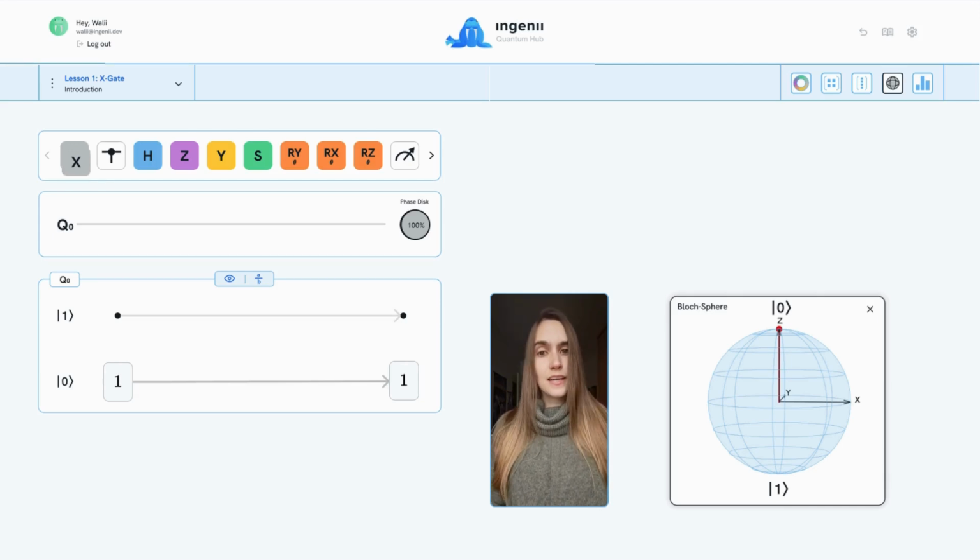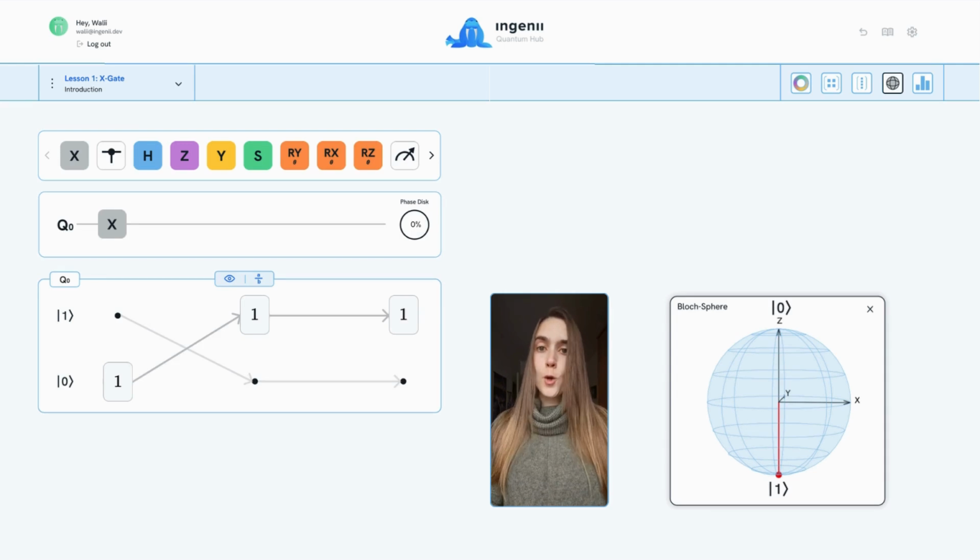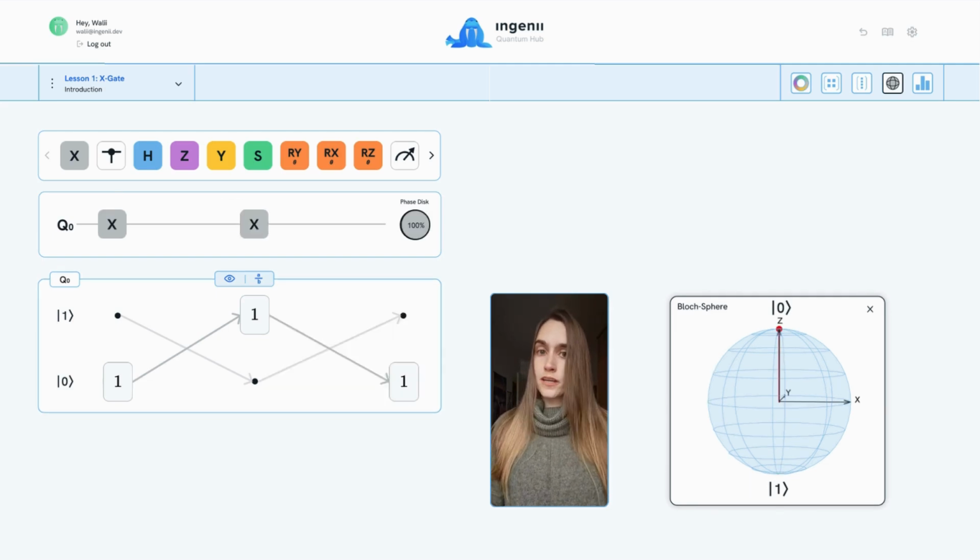So, applying the X-gate to a qubit in a state 0 rotates its state vector from the North Pole to the South Pole. Then, applying the X-gate a second time rotates it back to the North Pole, returning to its original state.